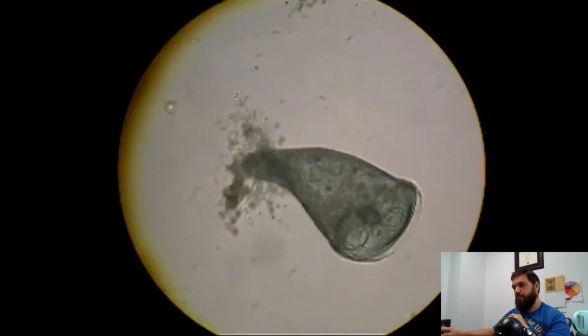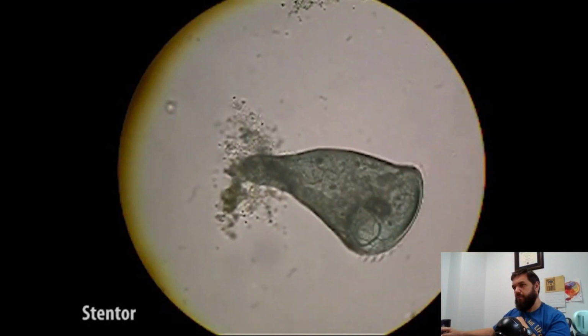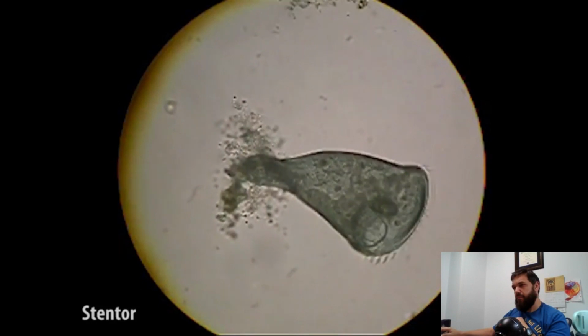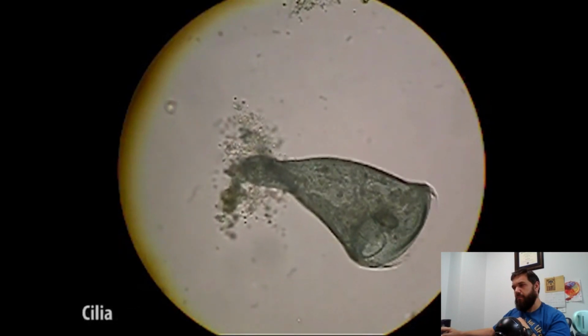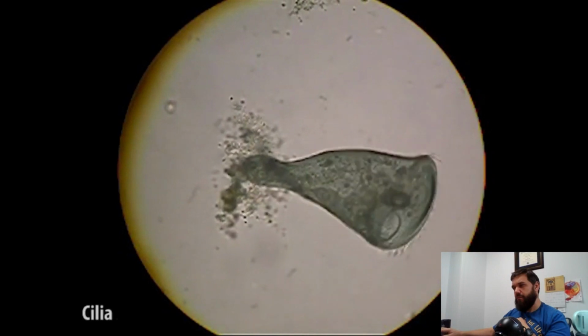Like that rotifer, this trumpet-shaped ciliate, called a stentor, has anchored itself to a clump of algae or debris in this freshwater sample. Ciliates are single-celled animals named after the hair-like cilia they have around their bodies. They wave the cilia around their mouth to create a current that sucks in food.